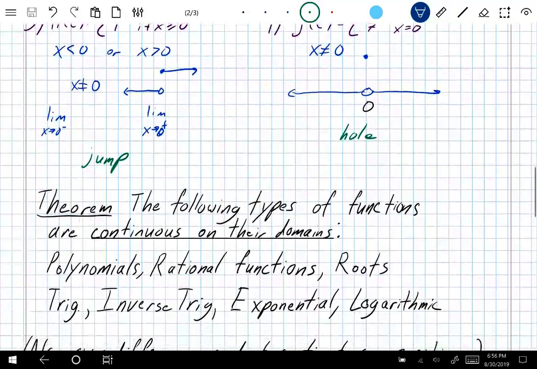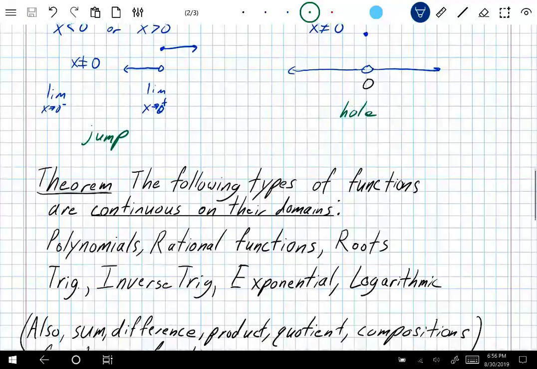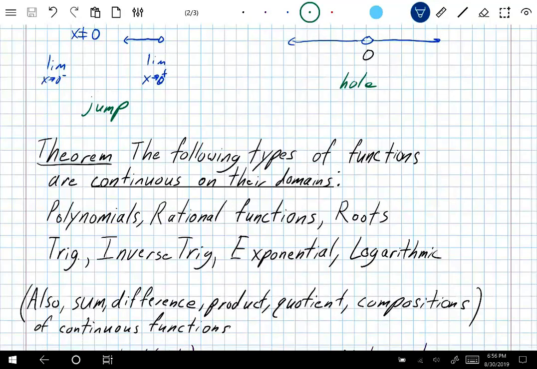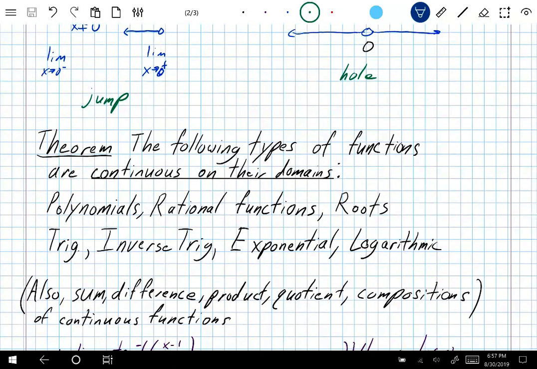Polynomials, rational functions, roots, trigonometric functions, inverse trig, exponential, and logarithmic functions. In other words, every kind of common function you've ever studied is continuous on its domain. So that tells you a little bit about why continuity is important, because most nice functions are continuous on their domains. Not only that, I added in this extra note, also the sum, difference, product, quotient, and compositions of continuous functions are also continuous, which means you can just plug in to find their limit.